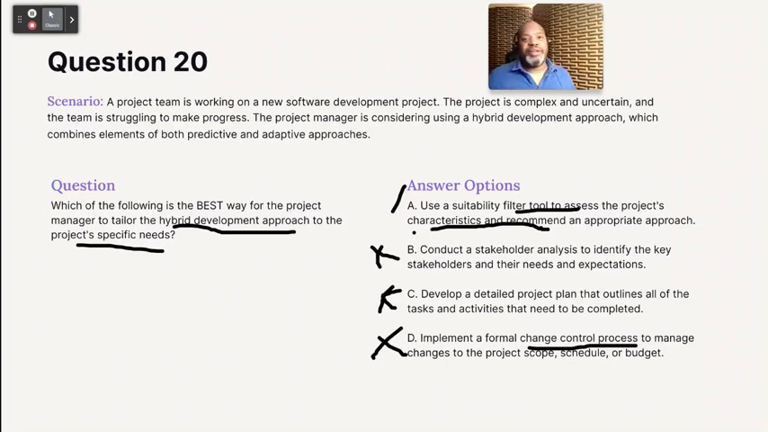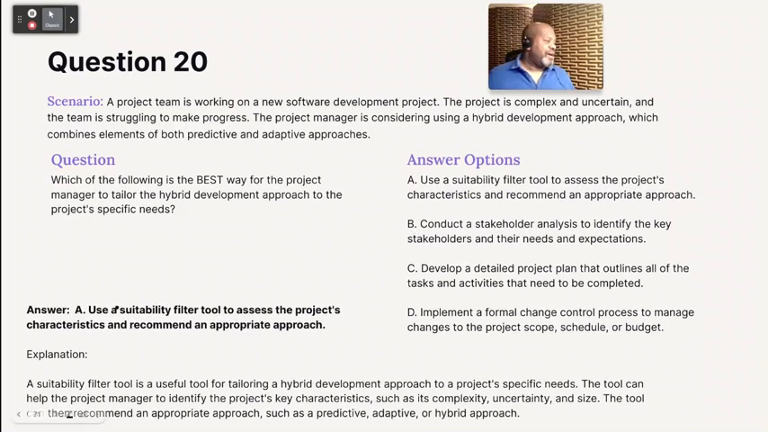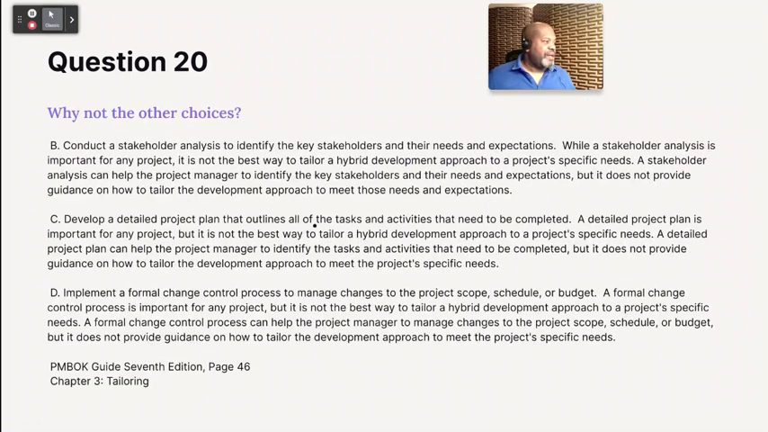What did you decide? Yeah, okay. Use a sustainability filter tool to assess the project's characteristics and recommend an appropriate approach. Nice. And we said a lot of this. I'm not going to read all through it because I know we're getting to the end and we need our smoothies. We've done it again.